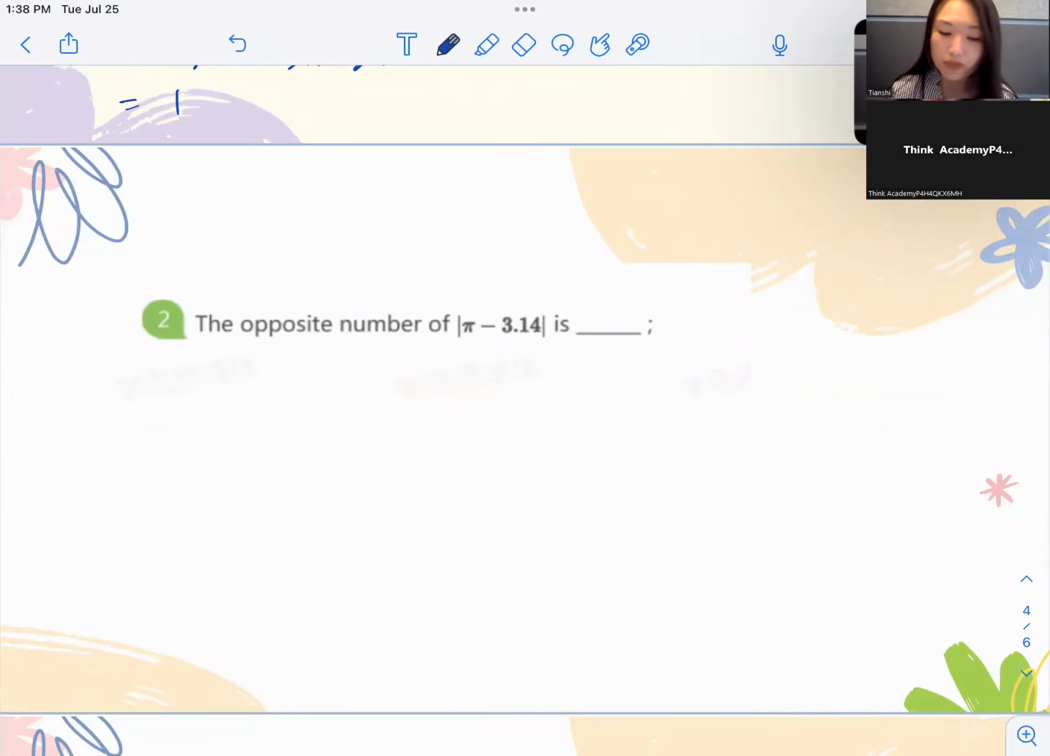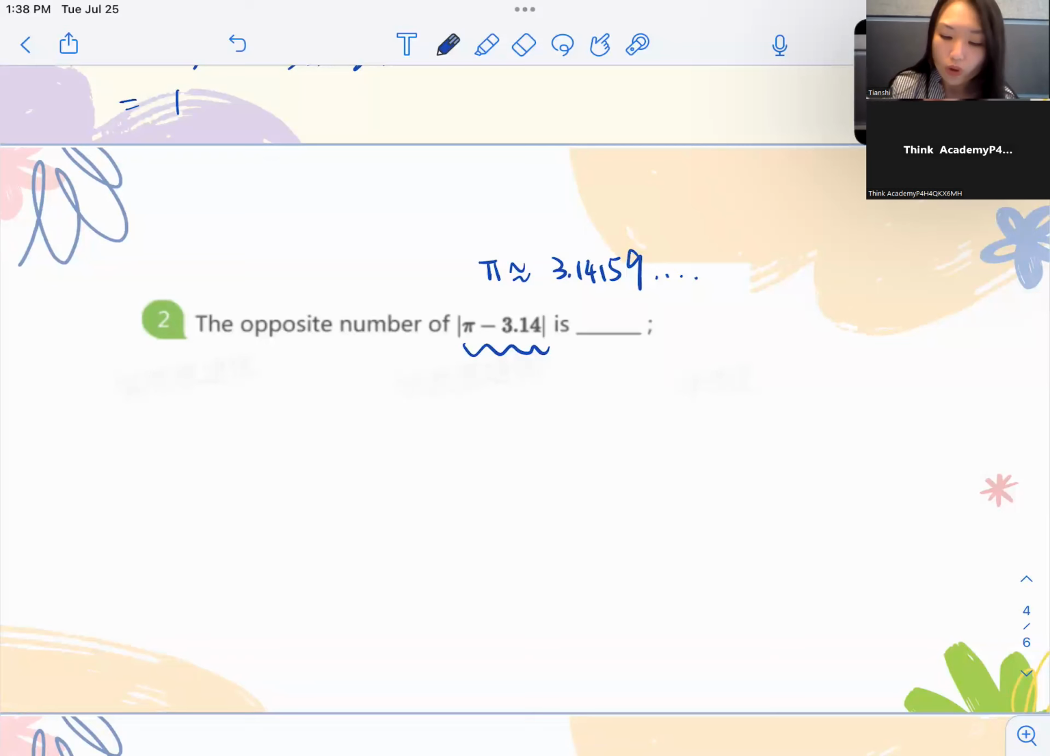The first one: the opposite number of the absolute value of pi minus 3.14. First of all, does anyone know the value of pi? Pi is roughly 3.14159 something. So pi is a number whose value is larger than 3.14.